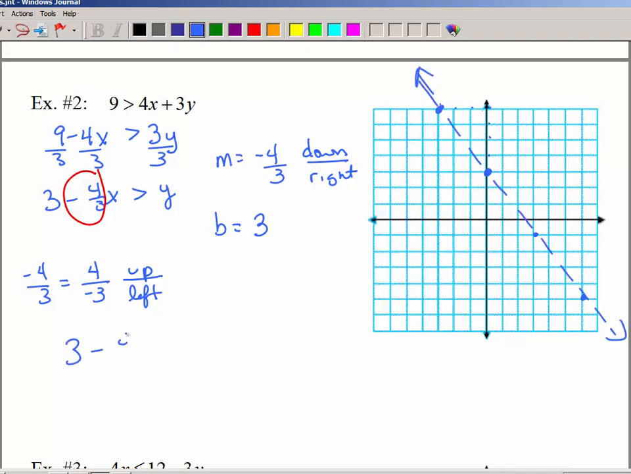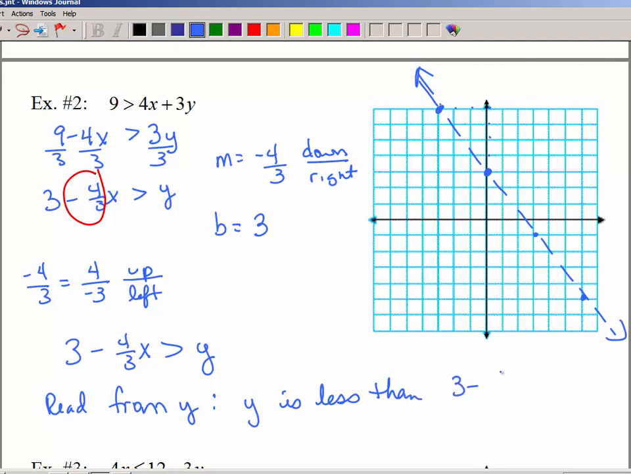Now here comes the tricky part for this problem. This was the form, and remember, you've got to go back to that form to decide where to shade. And you have to read this from y. So how do you read that? That says y is less than 3 minus 4/3 x.